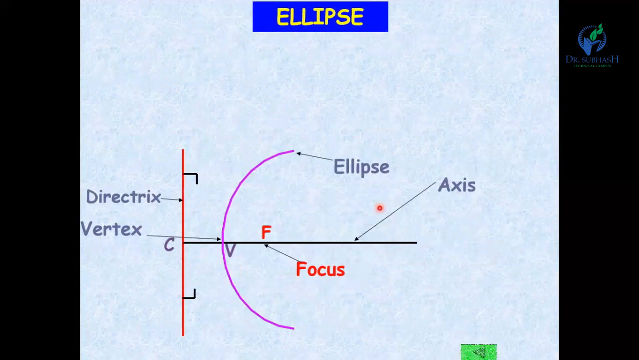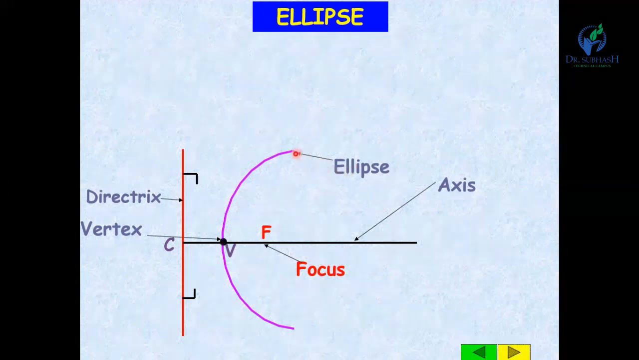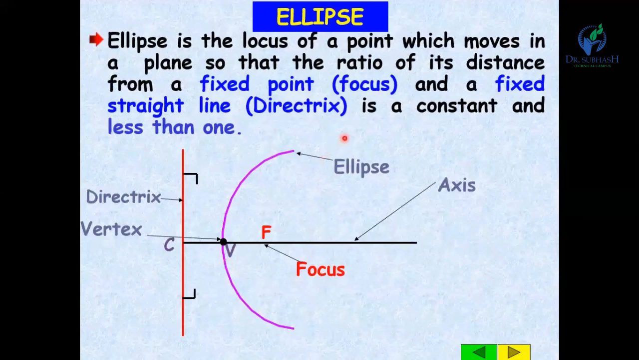Now, the definition of the ellipse. You can see this curve is an ellipse. Focus, axis, directrix, V is the vertex. As per the definition, an ellipse is the locus of a point which moves in a plane so that the ratio of its distance from a fixed point, the focus, and a fixed straight line is constant and less than 1. So here in the ellipse you have to remember that the eccentricity is less than 1.